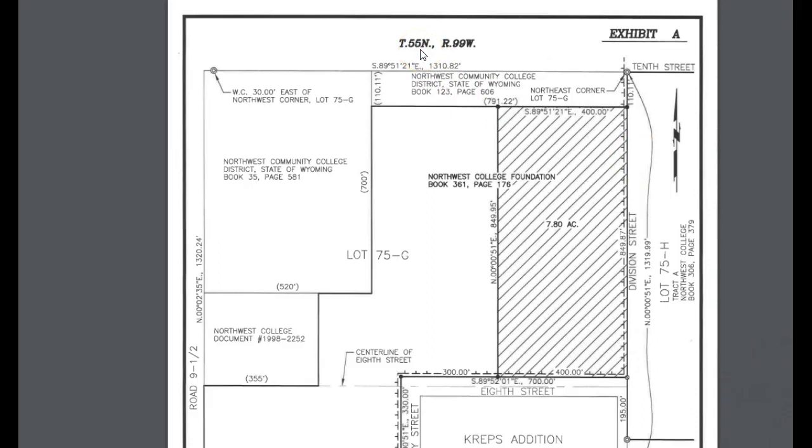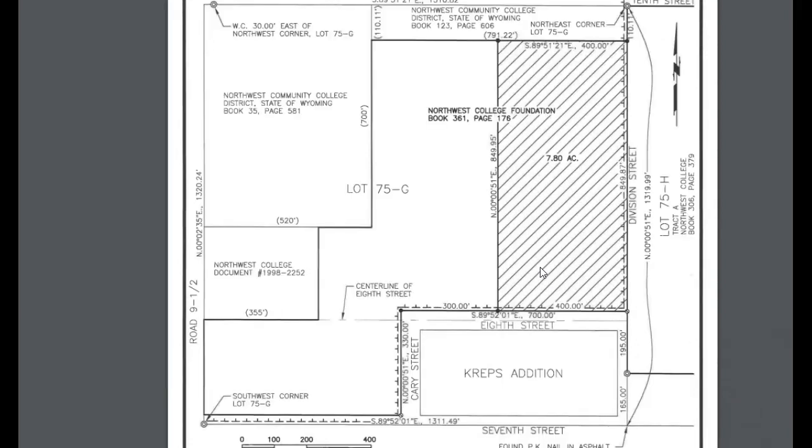Here's that Township 55 North, Range 99 West again. And all of this is put in place because, as you see, Lot 75G, which is the description of this entire thing, is quite a bit bigger. So you're just selling off a piece of that land. And this piece, some of you may have guessed already, this is Division Street, this is 8th Street. This is actually the soccer field. So this was deeded over to Northwest College in order for us to have a soccer field.